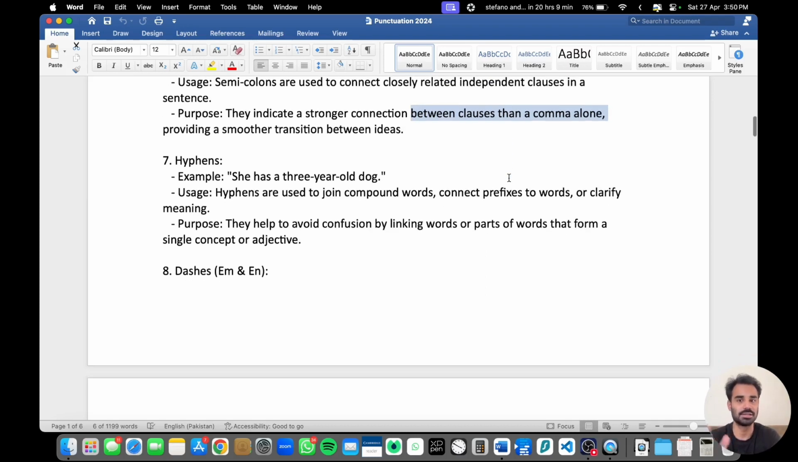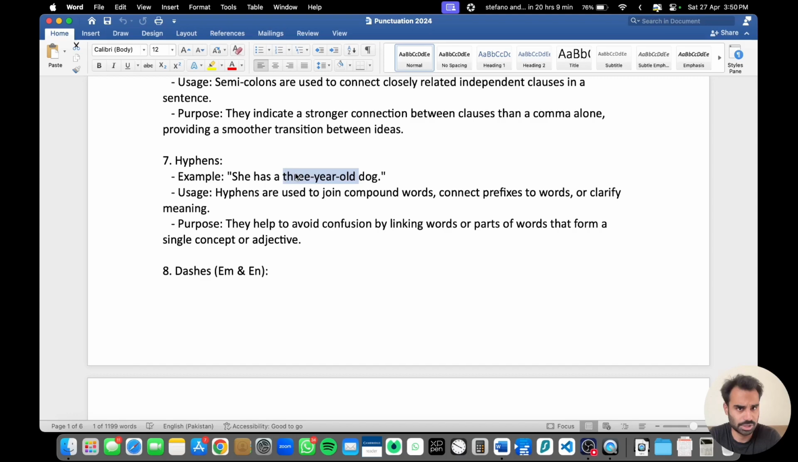All right, hyphens. Come on, guys, hyphens, M dash, N dash. We have studied so much in the classroom. We actually had a really good, strong discussion about it. Actually, I was in class 7T, with the girls, and I had a really good discussion about it. Okay, so usage: hyphens are used to join compound words, connect prefixes to words, or clarify meaning. Purpose: they help to avoid confusion by linking words or parts of words that form a single concept or adjective. For example, 3-year-old dog.